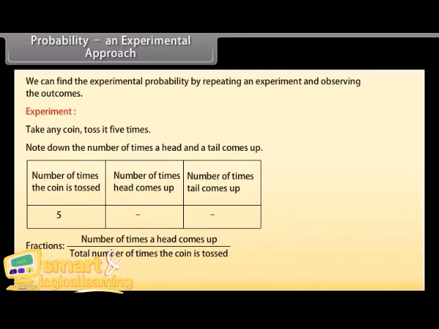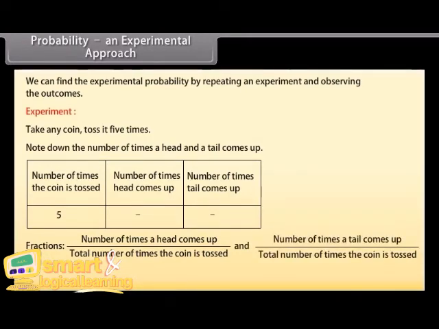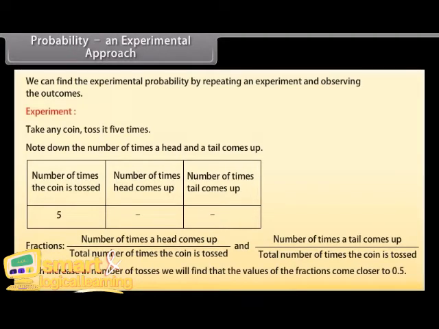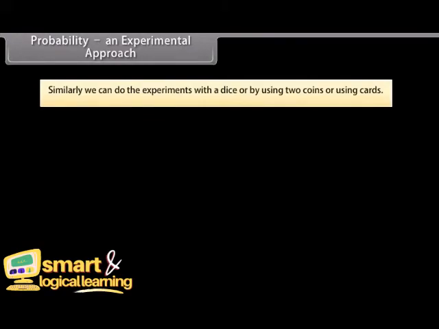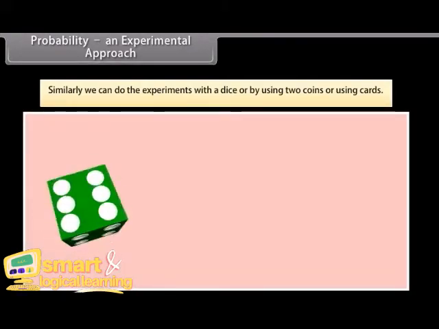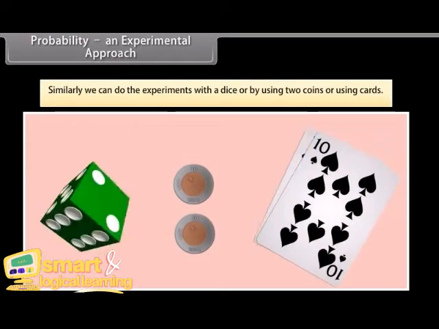coin is tossed, and the second one is number of times a tail comes up upon total number of times the coin is tossed. As we increase the number of tosses, we will find that the values of the fractions come closer to 0.5. Similarly, we can do the experiments with a dice, or by using 2 coins, or using cards.